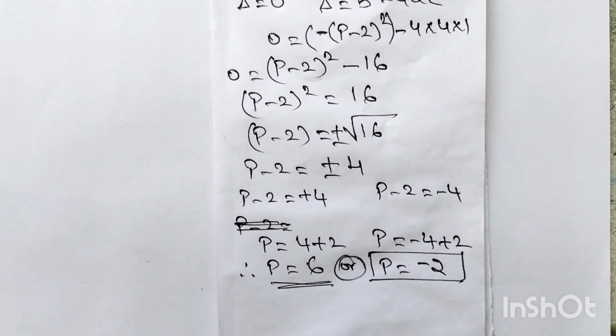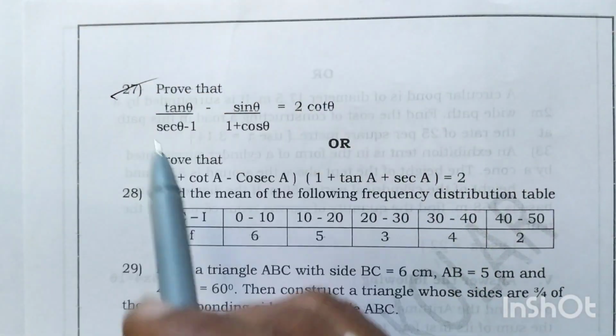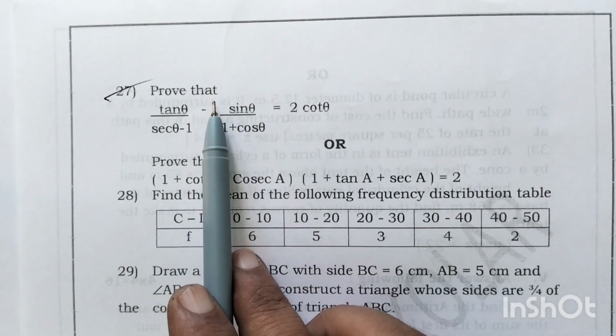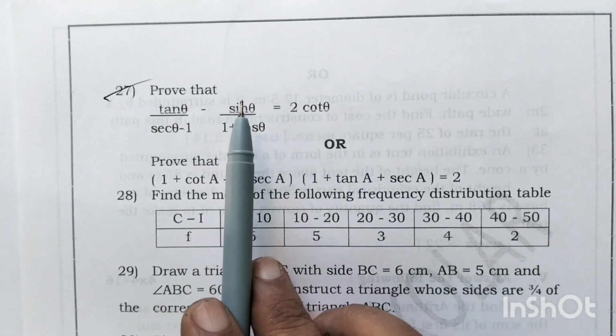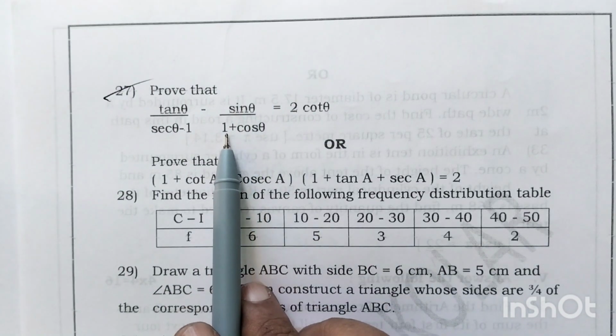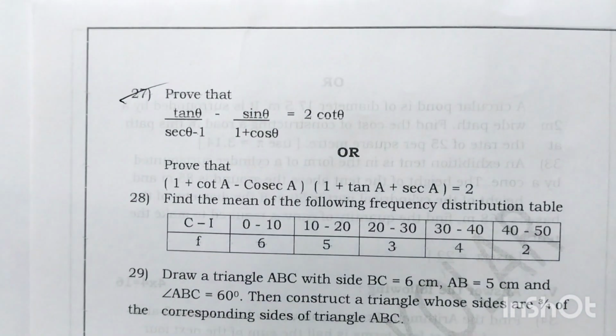Now we are going to solve one more question. So let us solve the 27th question now. We have to prove that tan theta by secant theta minus 1 minus sin theta by 1 plus cos theta is equal to 2 cot theta. So let us prove this one.